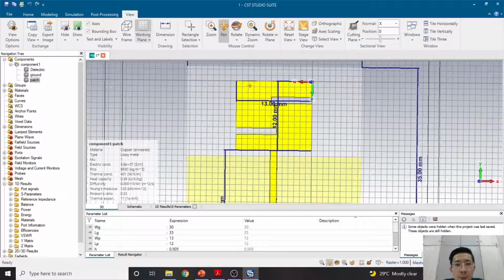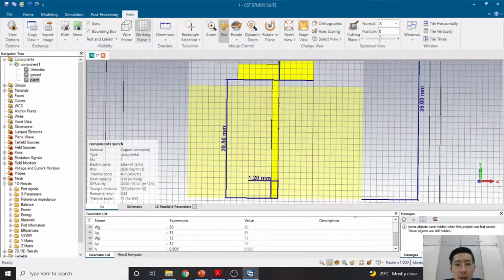Actually, the original patch shape is rectangular, but I want to modify it to become an S shape, so I cut here and here equally to become the S shape. The width of the patch is 30 mm and the length of the patch is 12 mm.